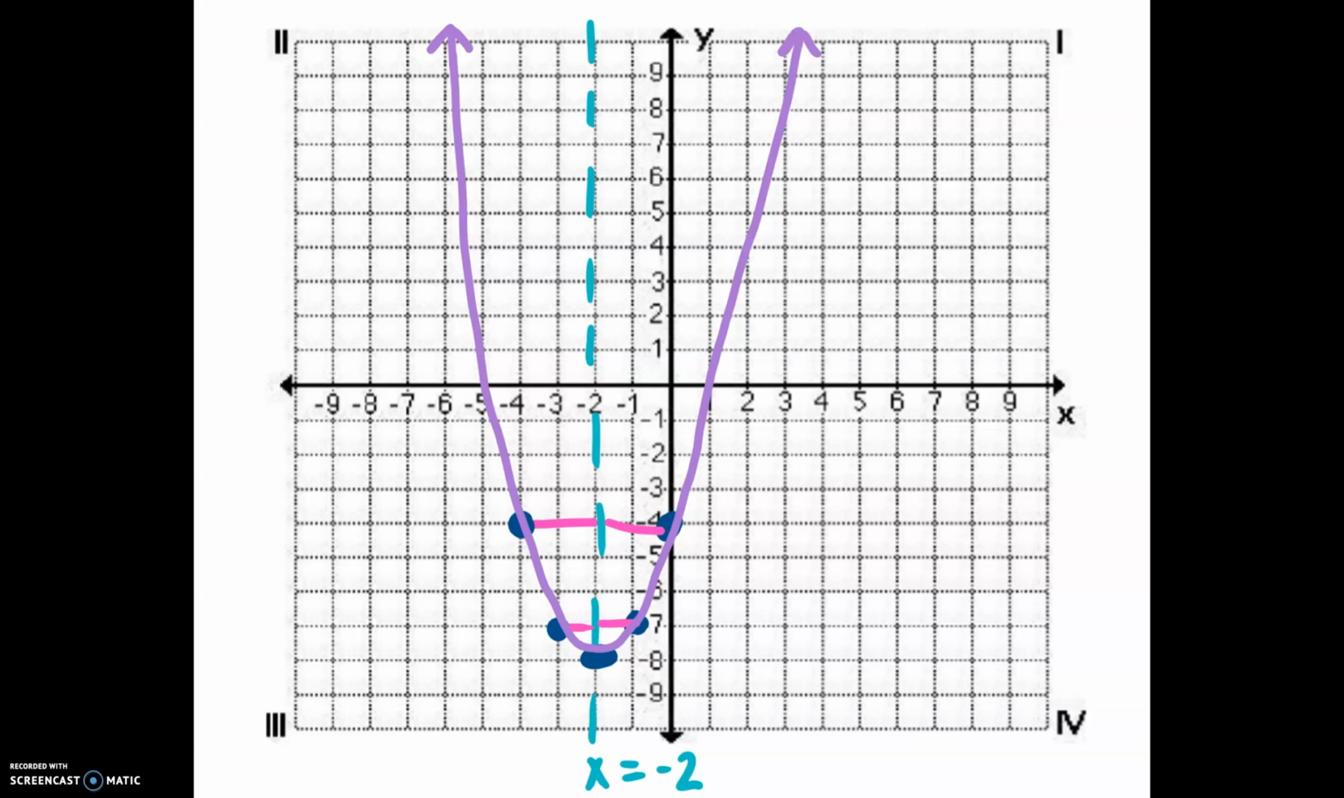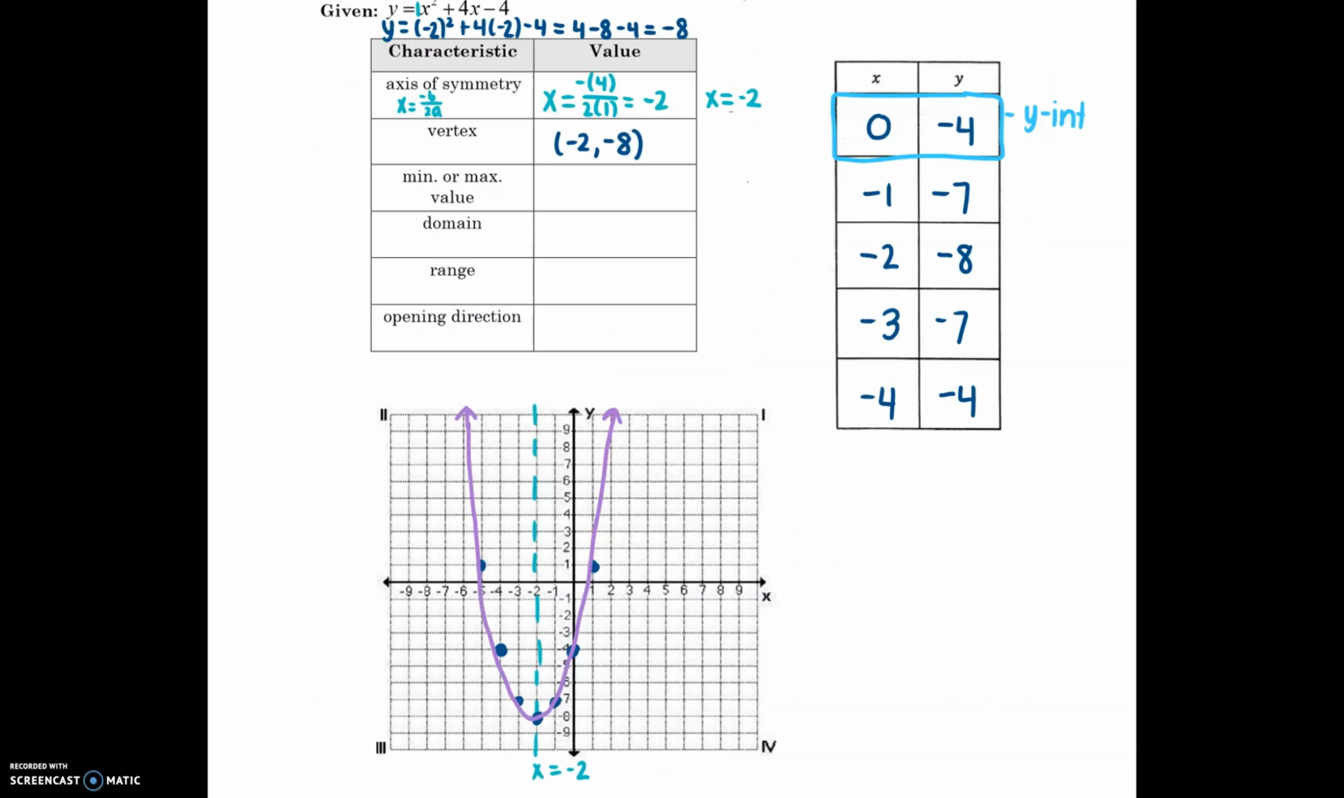Now, let's find the characteristics of our parabola. So the vertex is a minimum value. The minimum value here is y equals negative 8. Like always, the domain of a quadratic function is the set of all real numbers. In this case, our range is going to be greater than or equal to negative 8. And like we discussed, this is an upward facing parabola.